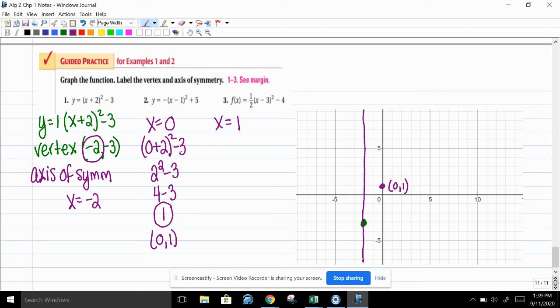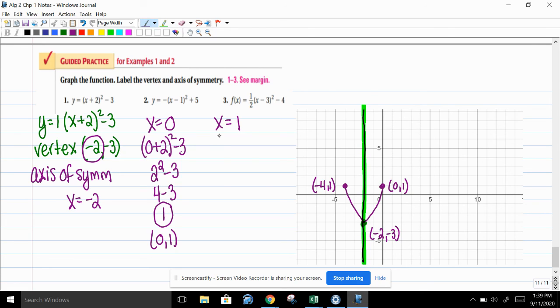(0, 1). I forgot to label my vertex again. That's (-2, -3). All right, so I'm going to flip it 2 this way. That looks like the point 1, 2, 3, 4 left, up 1. So that's the point (-4, 1). So we get an idea of what this graph is doing. Let me highlight the axis of symmetry there so you can see it a little bit better.